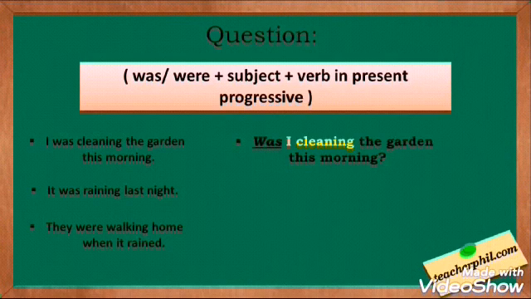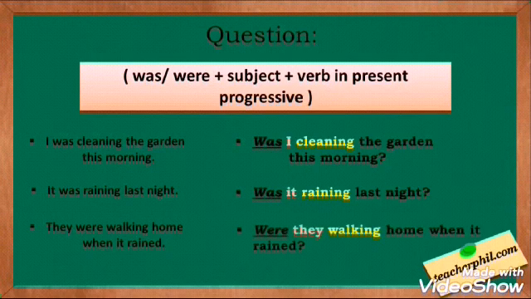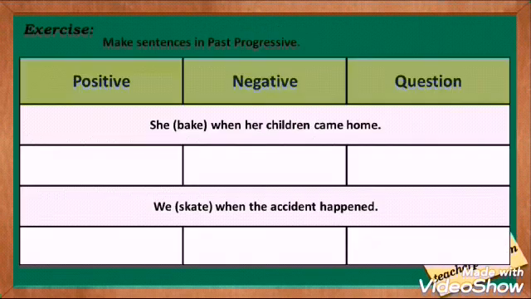The second example, it was raining last night. The question, was it raining last night? The third one, they were walking home when it rained. The question, were they walking home when it rained? This is the exercise for the past continuous. Make sentences in the past progressive.